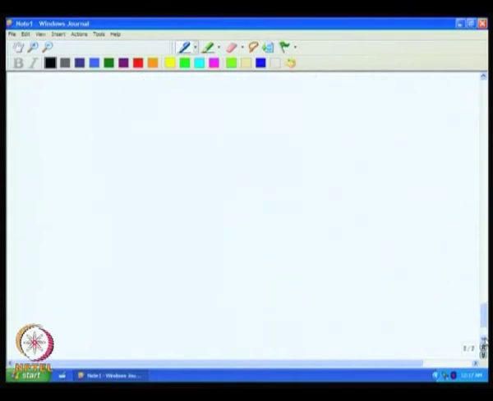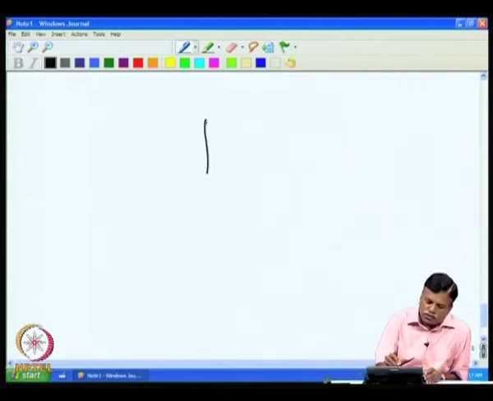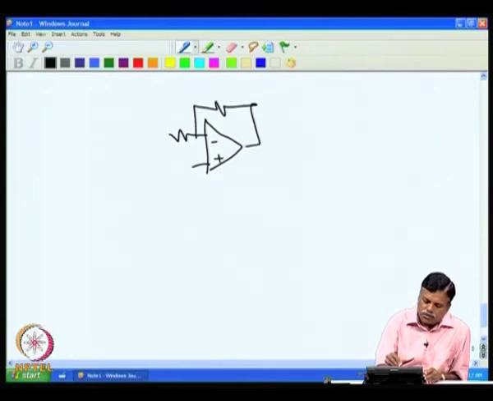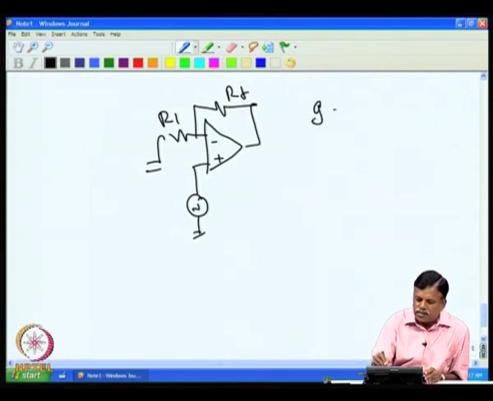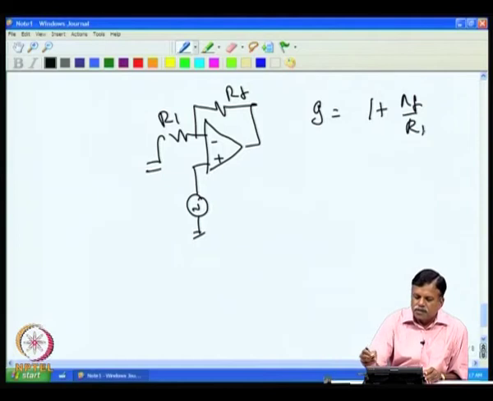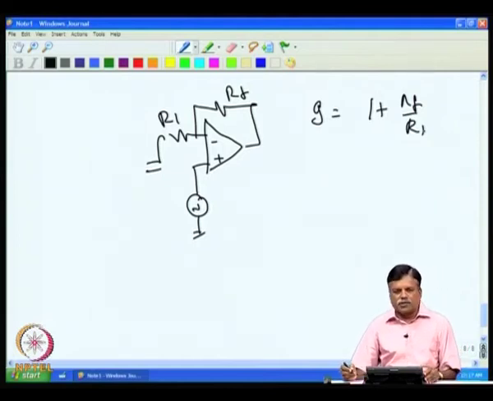So, if I take the operational amplifier and look at the closed loop gain, and put two resistances, for example, here to give the signal here, and this is Rf and R1, then that gain is given by 1 plus Rf by R1. Now, this is the gain at low frequency.